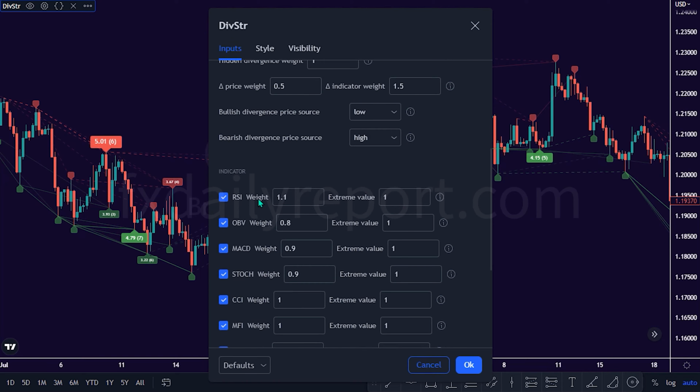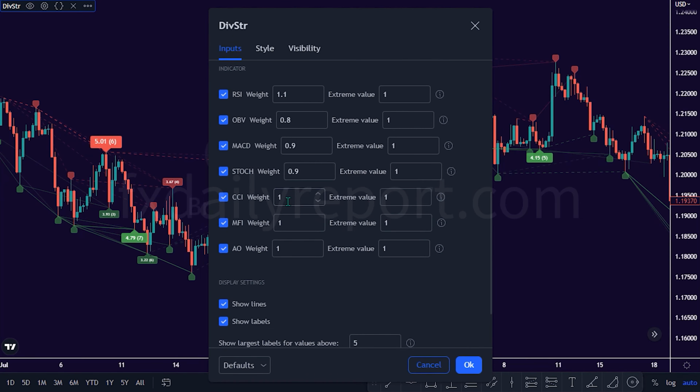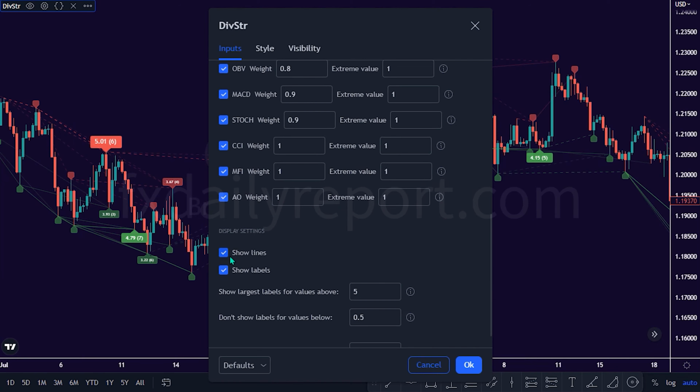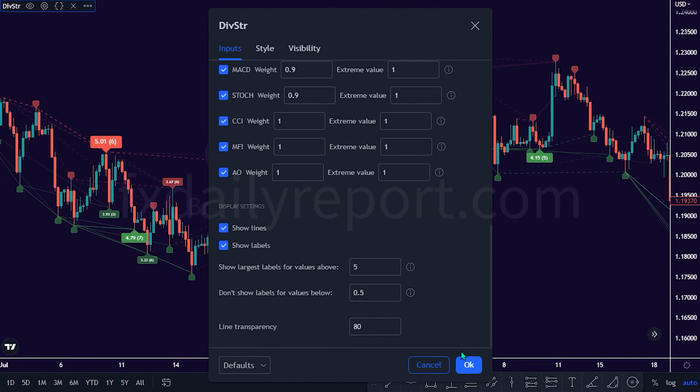Under the Indicators section, the RSI weight by default is 1.1. OBV weight by default is 0.8. MACD weight by default is 0.9. Stochastic weight by default is 0.9. CCI, MFI, and AO weights by default are all set to 1. Display settings specify how lines and labels should display, including which divergence strength values should show the largest labels. Exclude specific divergence types and indicators.